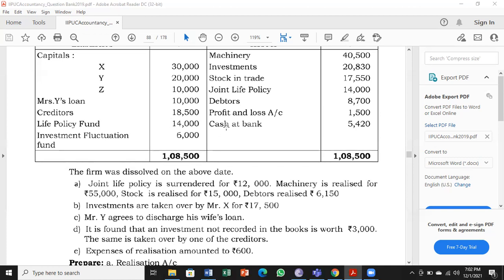So after doing all the adjustments at the end of the business, that is at the time of dissolution, if the business still has investment fluctuation fund 6,000, it will go to the partners because business is being closed. Remember, all these funds are created out of regular business profits. That is why the money will be shared among all the partners.